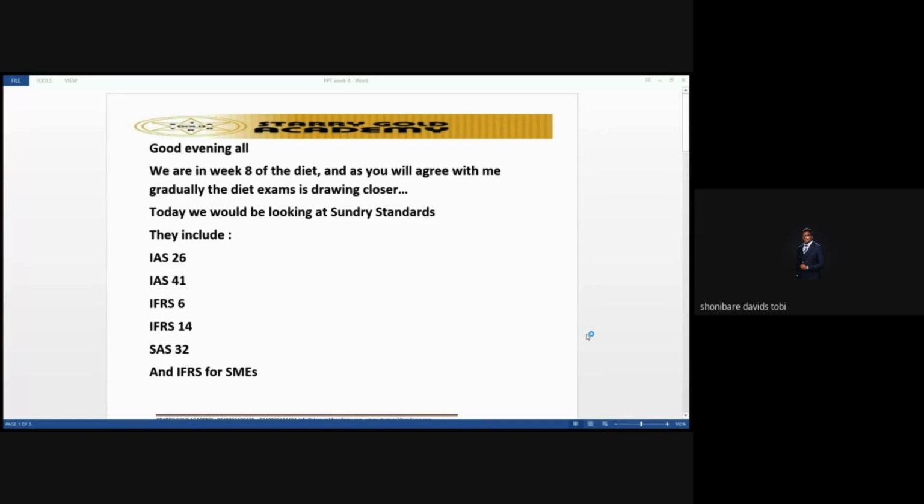So bearer plant is a living plant that is used in the production or supply of agricultural produce. Bearer plant, that's one, is used in the production, is a living plant. I'm not saying animal. Bearer plant is a living plant that is, one, used in the production or supply of agricultural produce. Two, it is expected to bear produce for more than one period. So if you have any plant that does not bear produce for more than one period, then you know what that means.